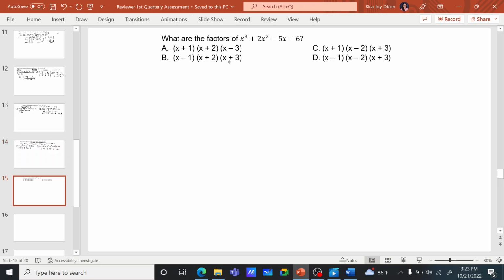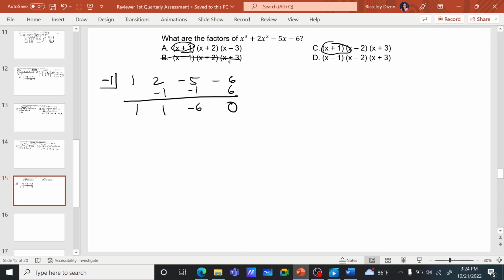What are the factors of x cubed plus 2x squared minus 5x minus 6? There are several solutions to this item, but I prefer to use the synthetic division. So for this, I'll substitute the first x in here, which is negative 1. By synthetic division, the coefficients are 1, 2, negative 5, negative 6. Then bring down the first item. 1 times negative 1 is negative 1. Then add, that's 1 times negative 1 is negative 1. Add, negative 6 times negative 1 is 6, 0. Meaning, x plus 1 is a factor.